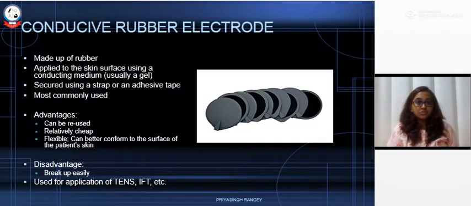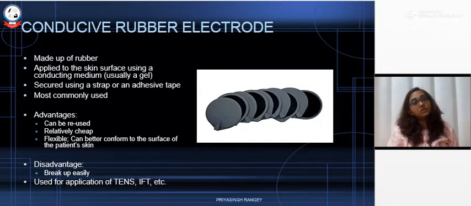Beginning with conductive rubber electrodes. These are usually made up of rubber and they are applied to the skin surface using a conducting medium, which usually is a gel. We can also use water as a medium. We use lint material that is soaked in water and we wrap this lint material around the rubber electrode and then we apply it to the patient's skin. But that is not very commonly used. Using gel is more convenient nowadays and hence gel is more commonly used.